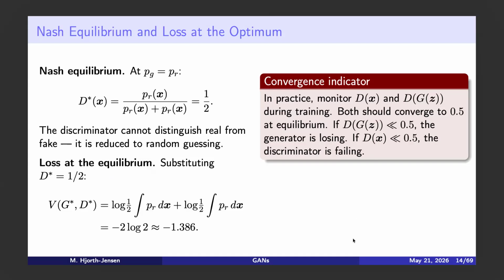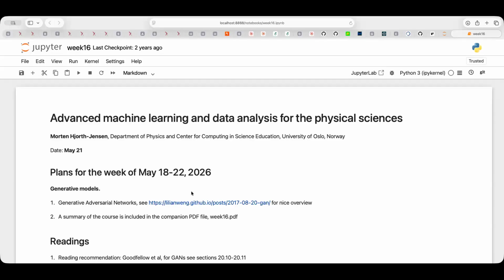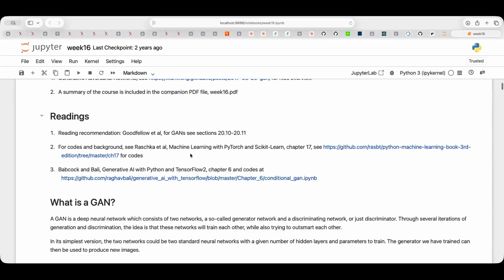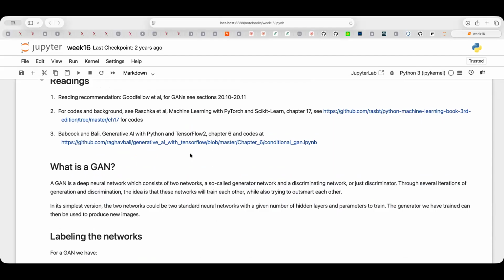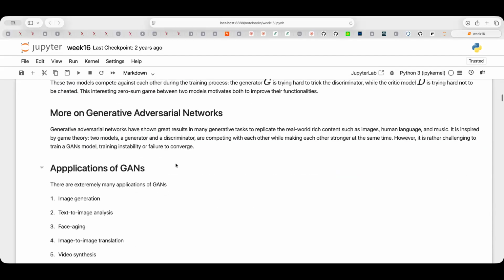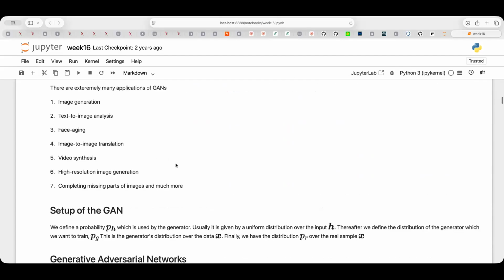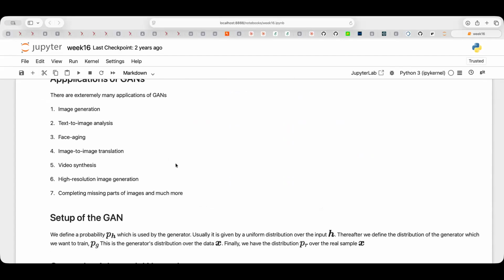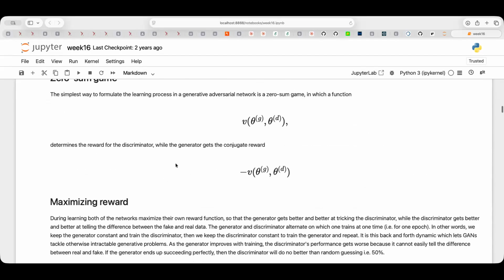I can show you an example of code here before we take a small break, and then continue these discussions of GANs. A typical example, if you go to the Jupyter notebook, you will find an example which is actually taken from Raschka's textbook. You will find some of the definitions which you had in the PDF file, just a kind of repetition of what we have seen.